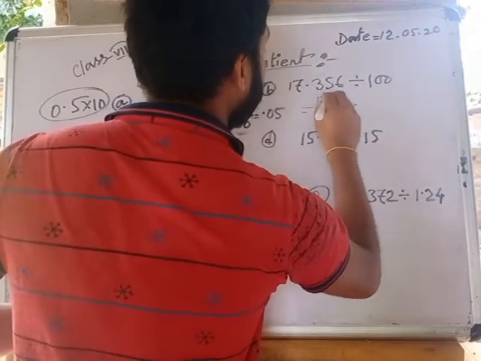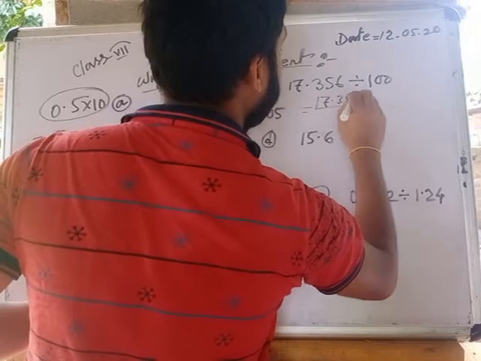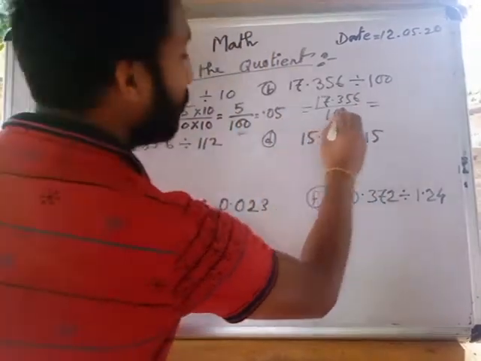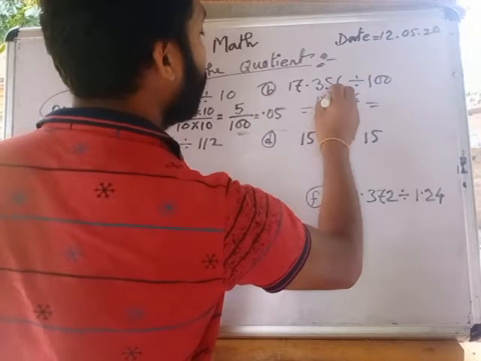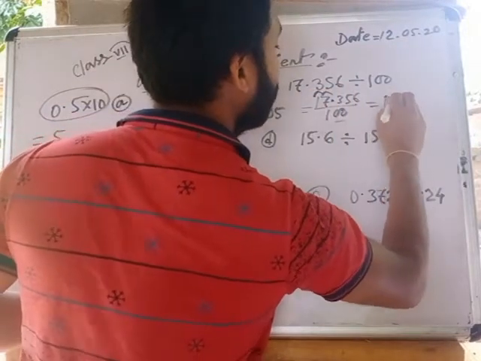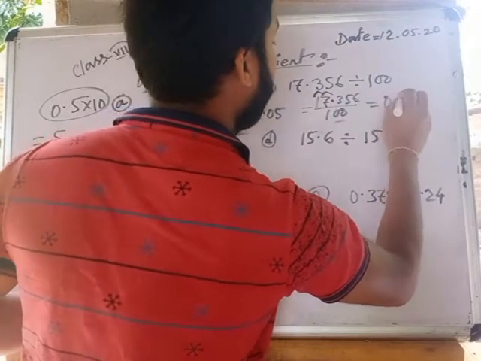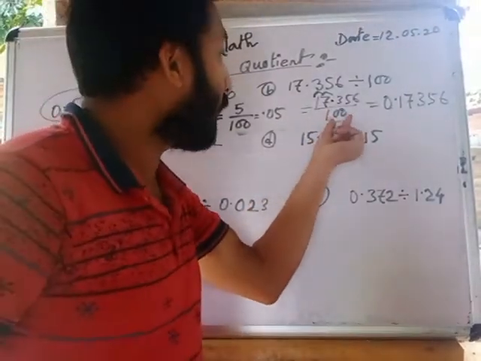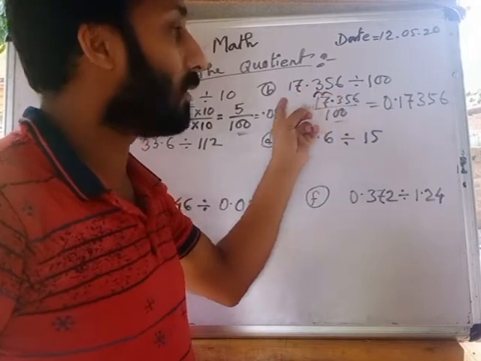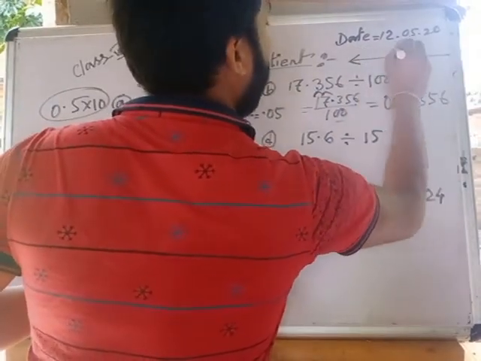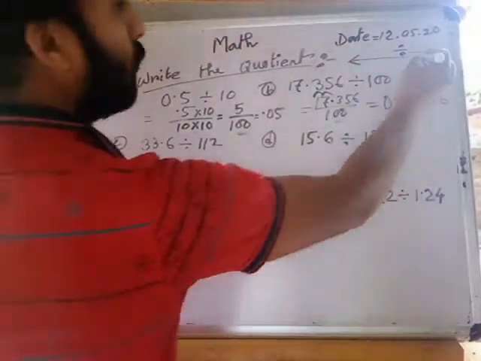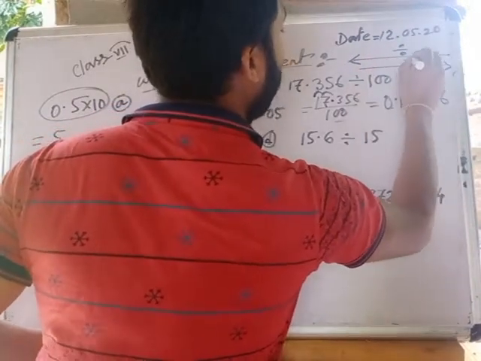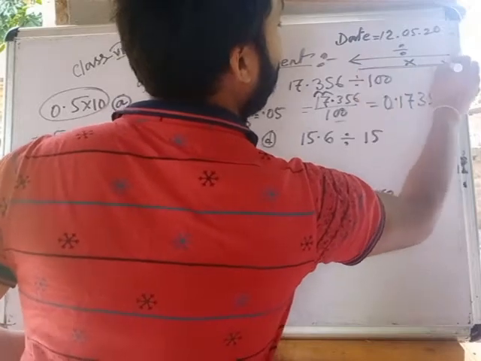Suppose it is 17.356 divided by 100. That means the point goes back 2 digits. If the point goes back 2 digits, that means 1, 2 here. So we should write here 0.0, after 0 it is 0.17356. You understand? If we divide by 100, the point goes back 2 digits. On divide time, the point goes back to the left. If we multiply the number, at that time the point goes front, to our right.